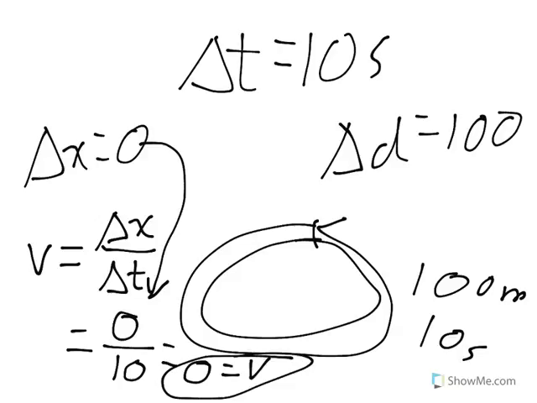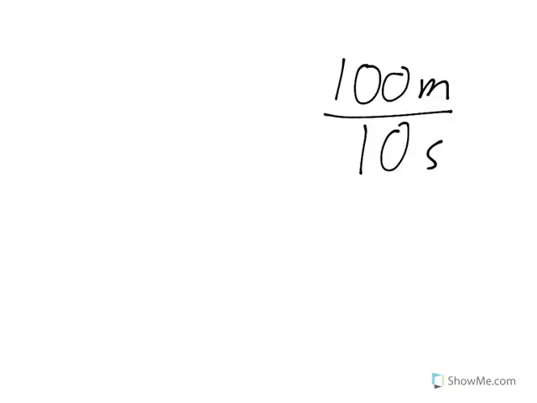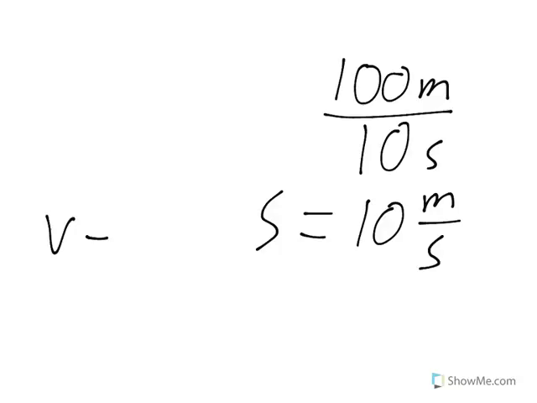Now let's compare it to his speed. His delta d is 100, and speed, which I'm going to call s, is defined as delta d over delta t. If you plug these in, delta d is 100 meters, divided by delta t, which we said was 10 seconds. So that equals 10 meters per second. That's his speed. And from the previous page, we have that his velocity is 0 meters per second.